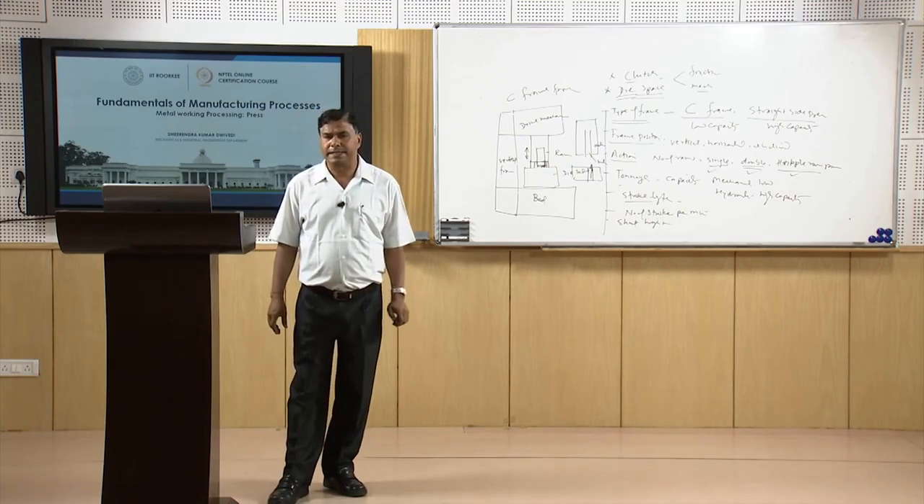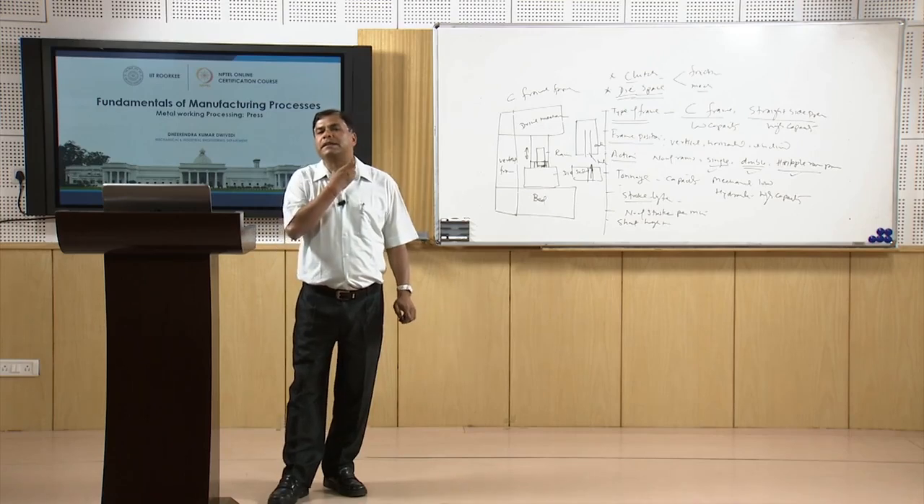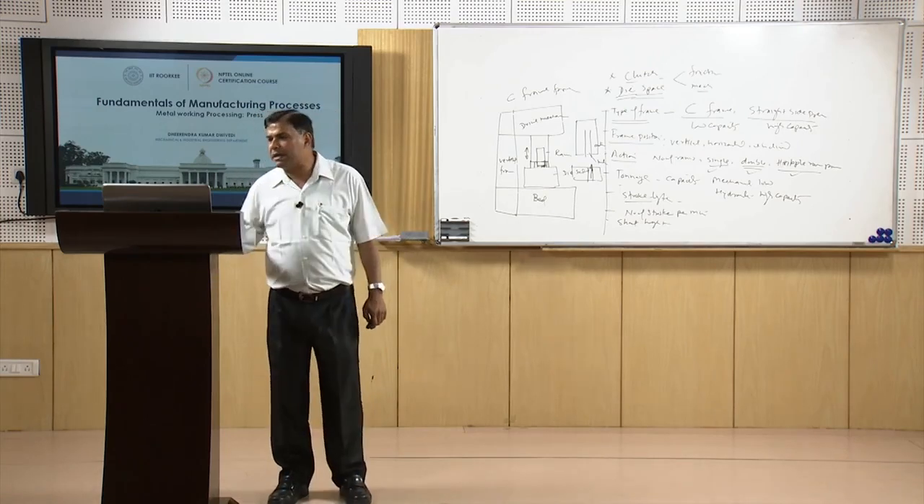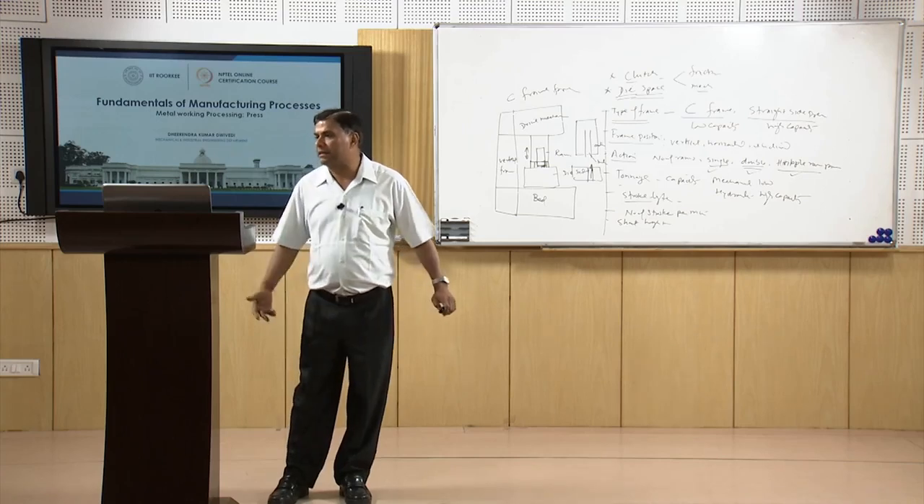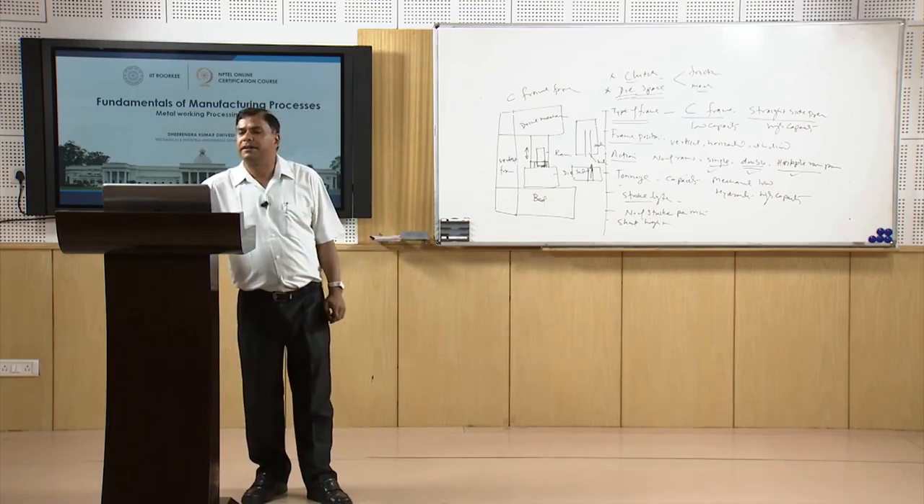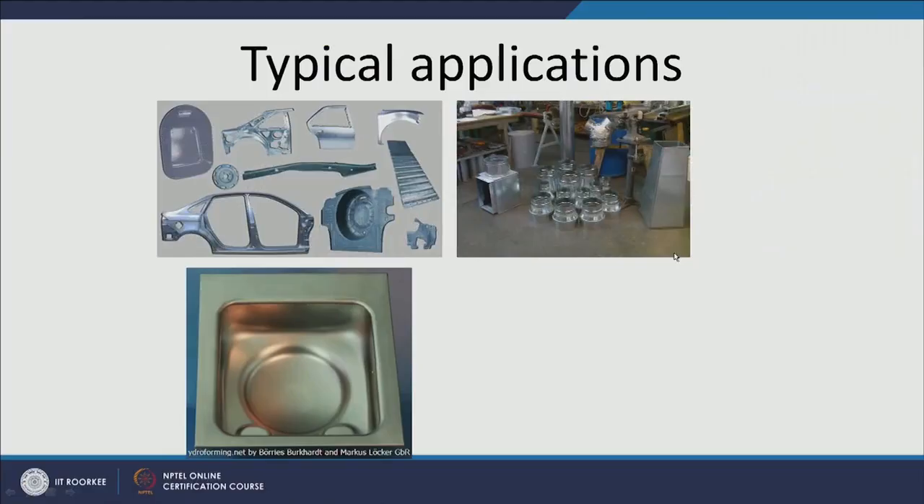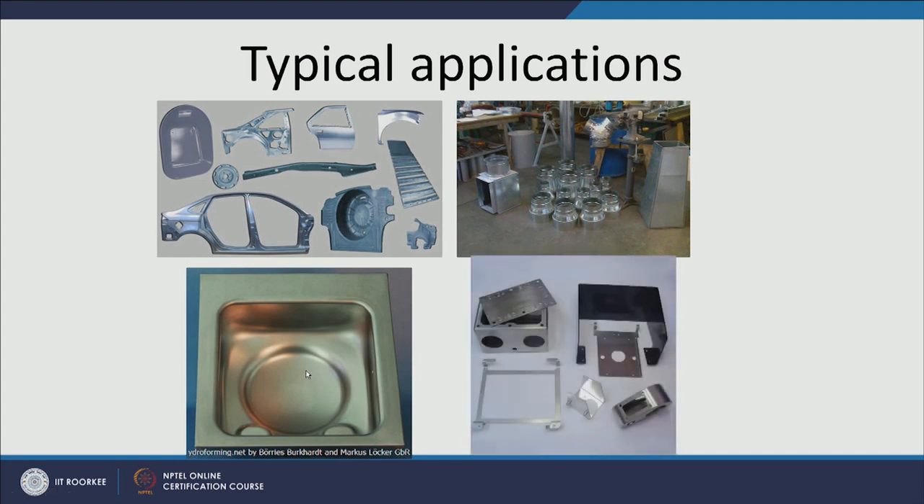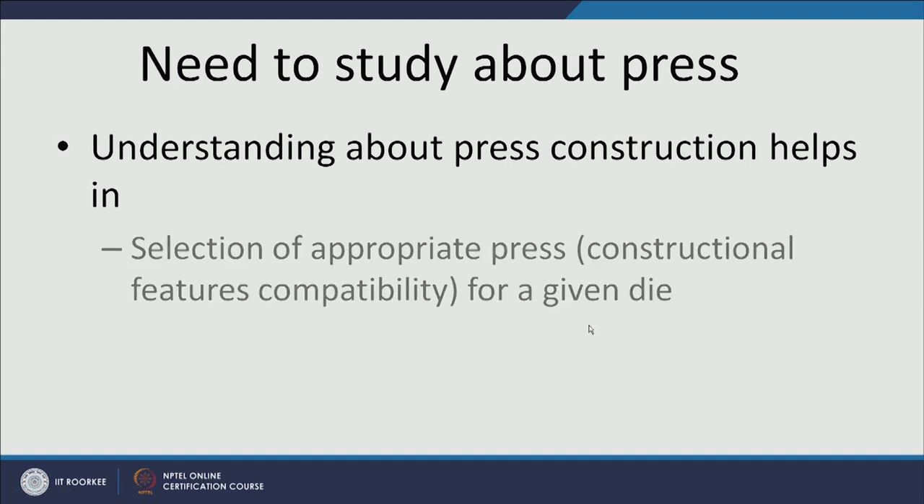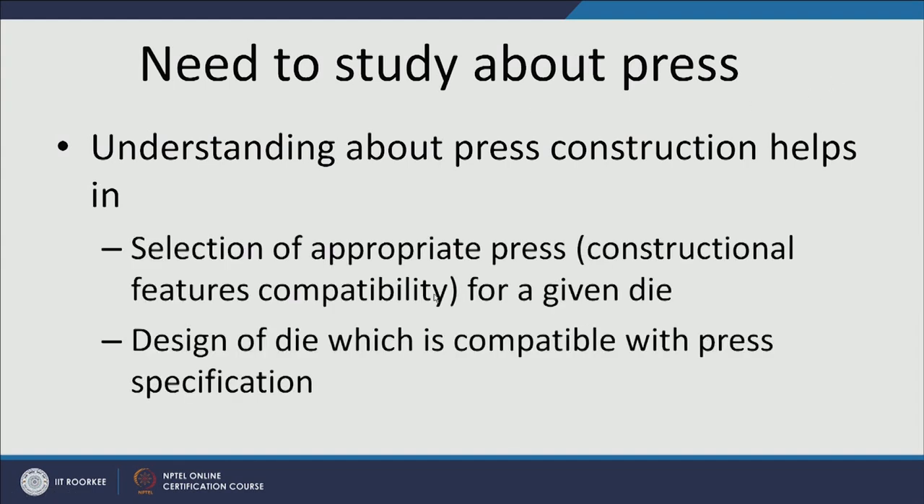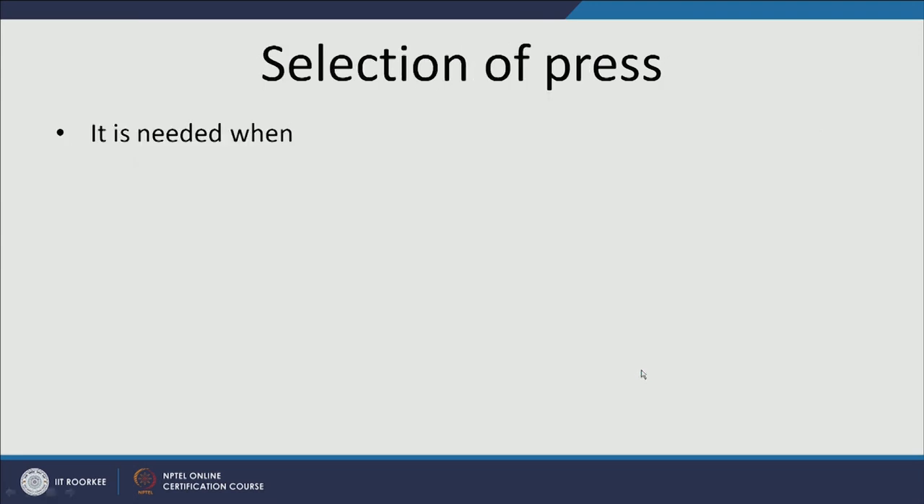As I have said, sheet metal operations are extensively carried out for making a variety of products, such as automotive parts, domestic utensils, bins, and computer cabinets. The purpose I have already explained. The need to study the press is about the selection of the appropriate press for a given die, or designing a die which is compatible with a press of a given specification.